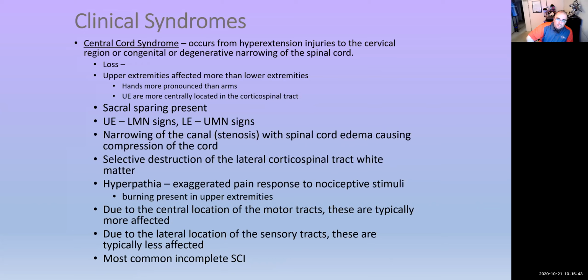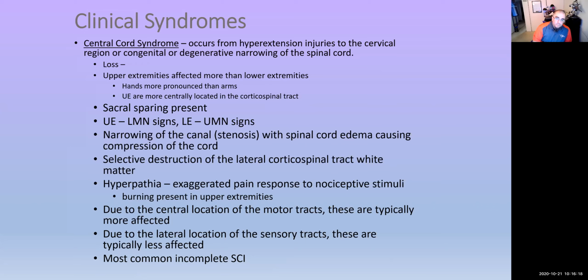Usually selective destruction of the lateral corticospinal tract, white matter. They often have hyperpathia, an exaggerated pain response to nociceptive stimuli, meaning that if you cause them pain, right? If you take off that little pin at the top of your reflex hammer, and you put it down on them to cause a little bit of a pain sensation, they'll have an exaggerated response to that. They'll also have burning present in the upper extremities, right? It'll feel like they've got that nasty burn going down their upper extremities.